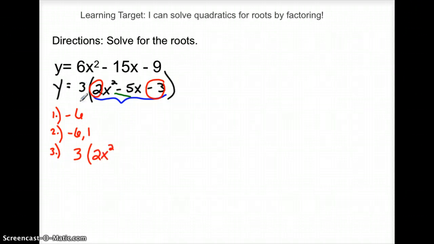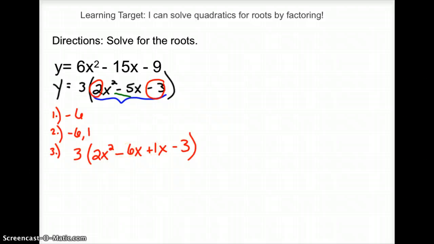I'm keeping everything the same. I'm keeping my 3 up front. I'm keeping the 2x squared. But this that's underlined in green is going to change. I'm going to break it apart instead of adding it together. So it's going to be -6x plus 1x. And then finish it off the same, -3. Okay, so hopefully you see where this -6 and this +1 came from. It came from the previous step, number 2.